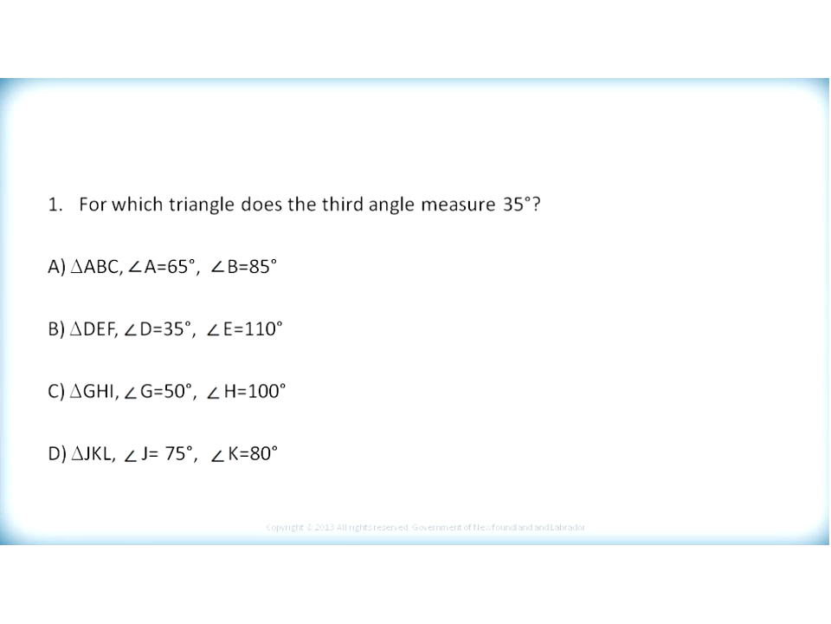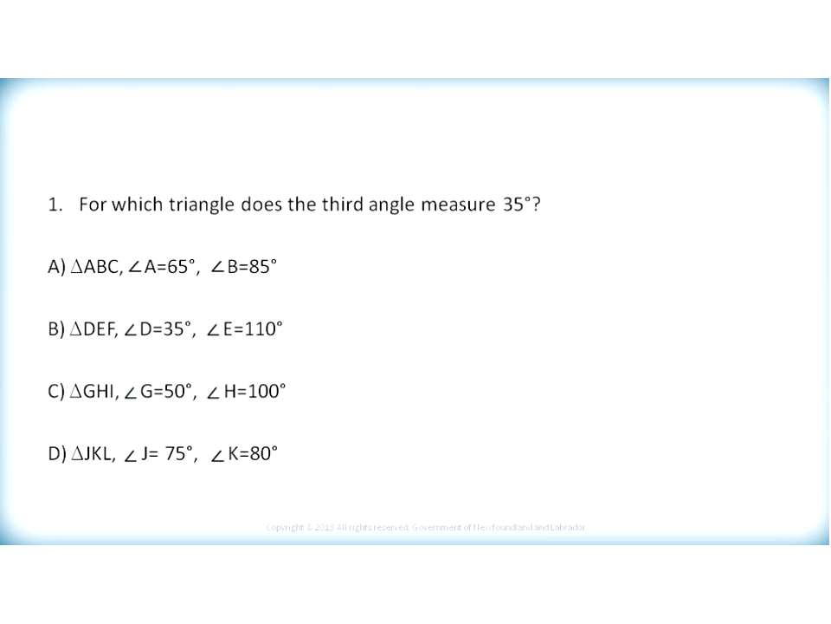Triangle GHI where angle G is 50 and angle H is 100 degrees. So is angle I going to be 35 degrees? Or is it triangle JKL with angle J equal to 75 degrees and angle K equal to 80 degrees? So is L going to be 35 degrees?